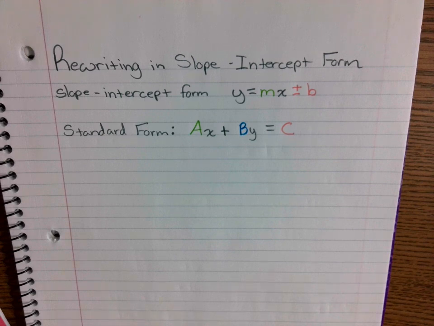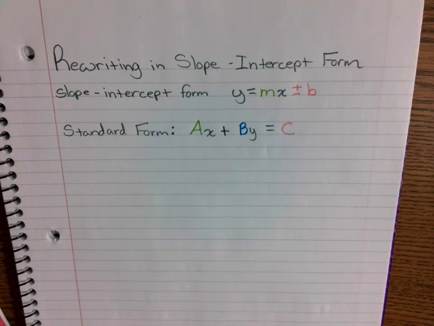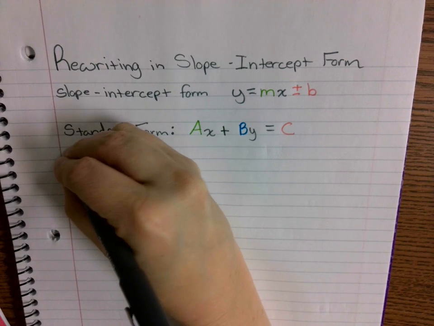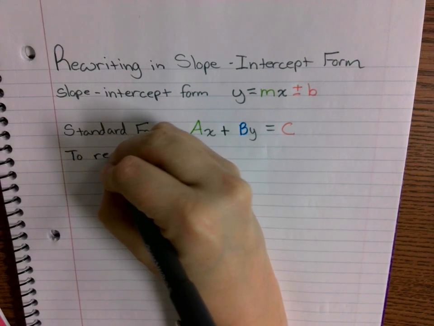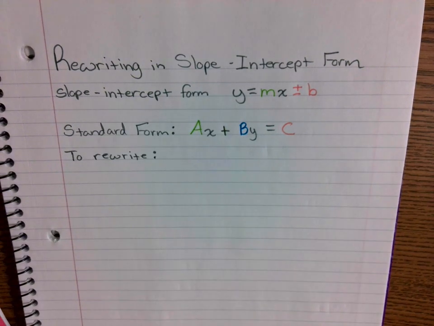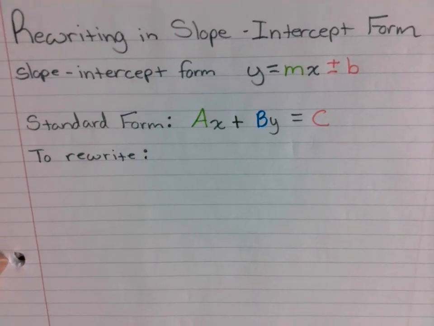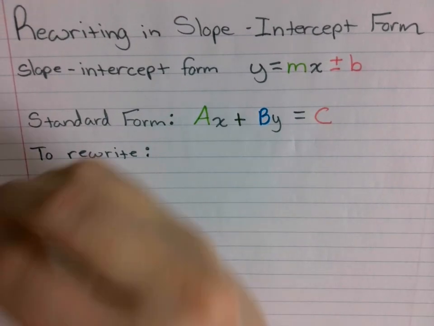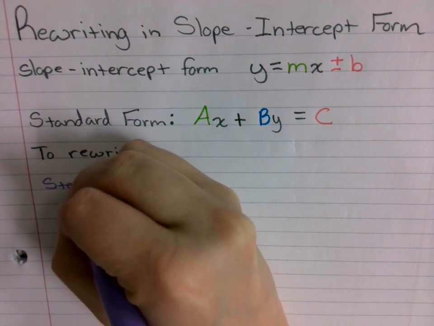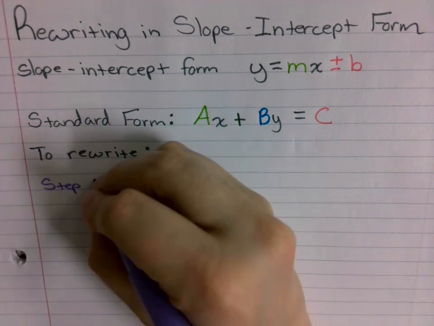And what you'll have to do is rewrite this so that y is isolated. Now, in order to rewrite, there are just two very simple, very straightforward steps to rewriting equations from standard form into slope-intercept form. And it does not matter, guys, if it is decimal values, fraction values, whole numbers, integers, it's always the same process.